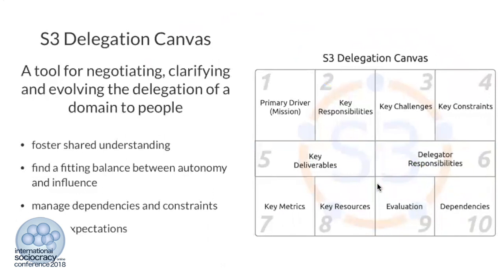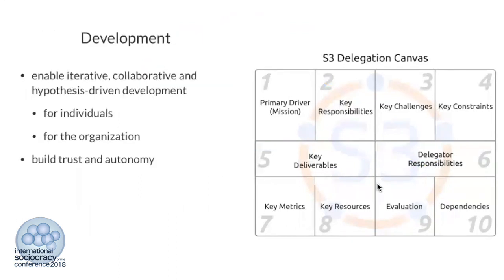So the delegation canvas is there to foster shared understanding. What is my accountability or our accountability in the organization? Find a fitting balance between autonomy and influence. So if the delegator is low on trust, he will reserve most of the influence to himself. And as that trust grows, he will give more trust to the delegatees. The delegation canvas also helps you to manage dependencies between teams or roles and constraints, and it clarifies expectations. And you can use this also to develop delegation and collaboration.